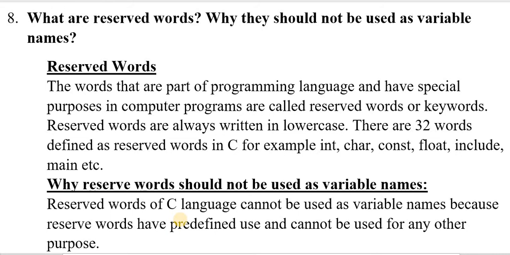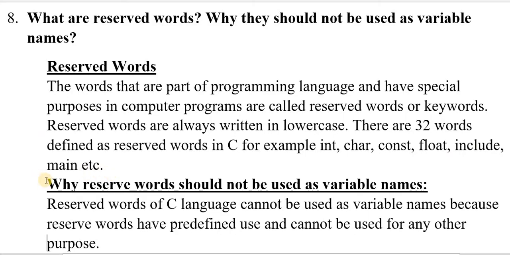So now we have question number 8. What are reserved words and why they should not be used as variable names? So this question has two parts. First of all, we will put a heading reserved words. That is the words that are part of programming language and have special purposes in computer programs are called reserved words or keywords. Reserved words are always written in lowercase. There are 32 words defined as a reserved word in C. For example, int, char, const, float, include, main, etc.